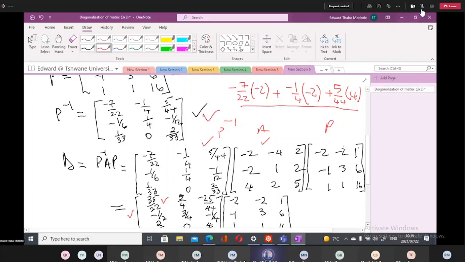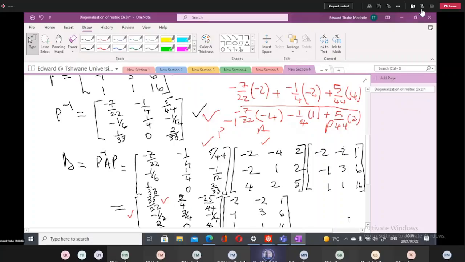To determine the second term, this is exactly what we're going to do. Minus 27 over 22 multiplied by minus 4, minus 1 over 4 multiplied by 1, plus 5 over 44 multiplied by 2. So this must give you 4 over 5. Okay, so that's how you do it.